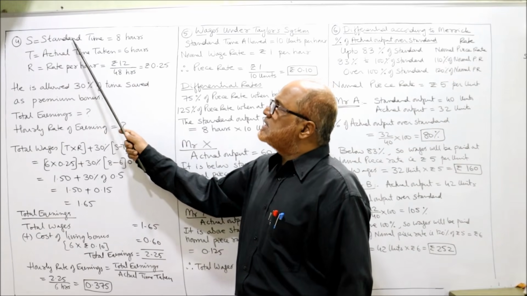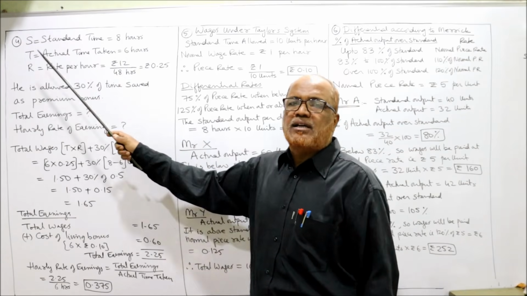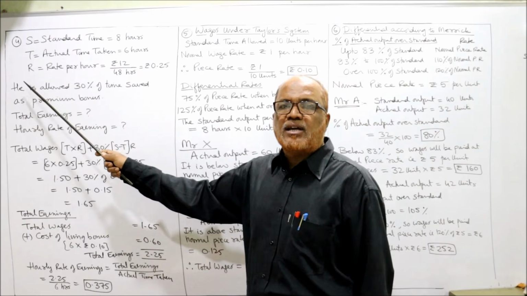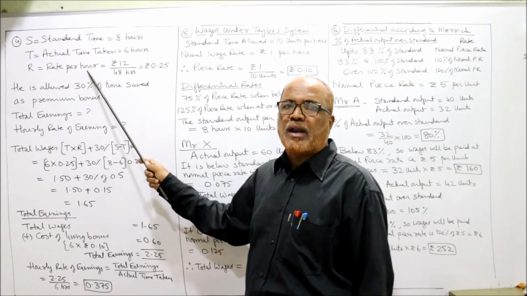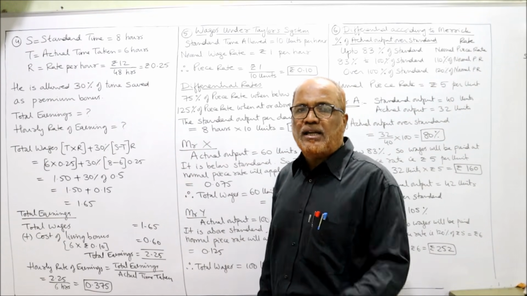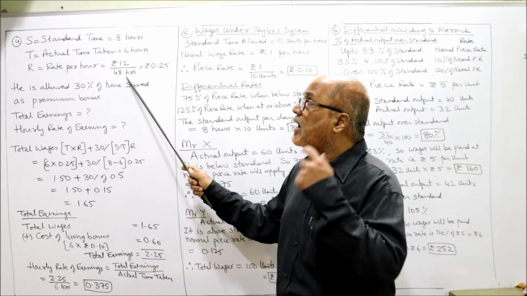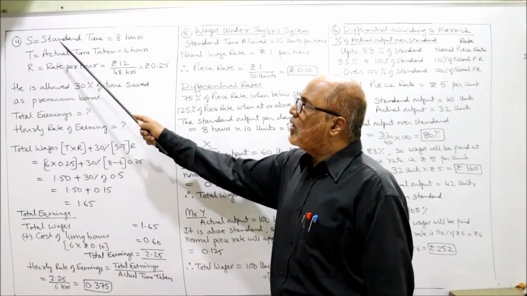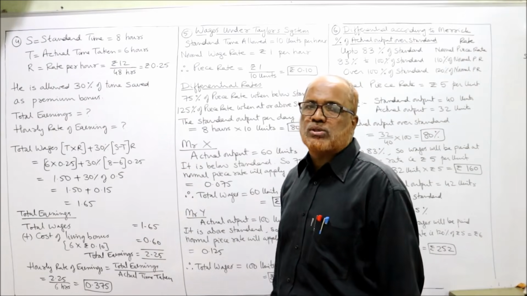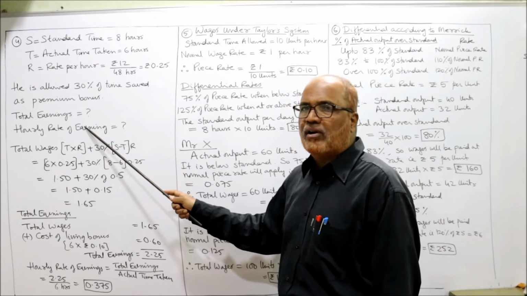Now see here, S is equal to standard time. The employer has given a standard time of 8 hours. T is equal to actual time taken. He has finished the job in 6 hours. And R is equal to rate per hour. So here he's got 12 rupees wages for 48 hours. The day rate is 12 rupees for 48 hours. So 12 rupees divided by 48 hours, per hour 0.25. So we got S, T, R. He is allowed 30% of time saved as premium bonus. So the total earning is how much and hourly rate of earning is how much. These are the requirements we have to find out.